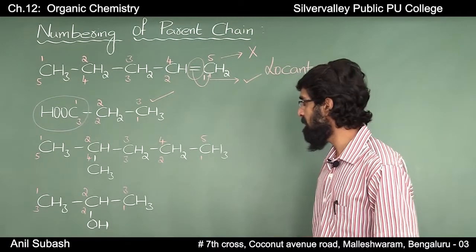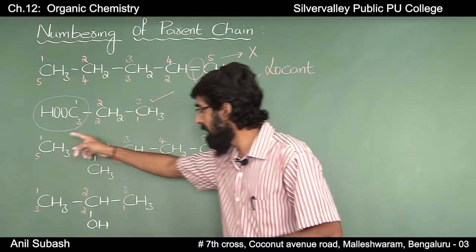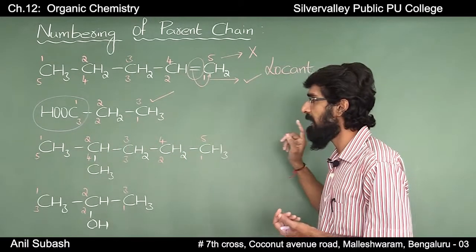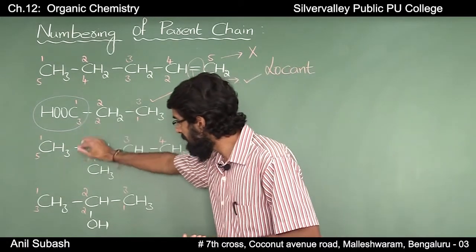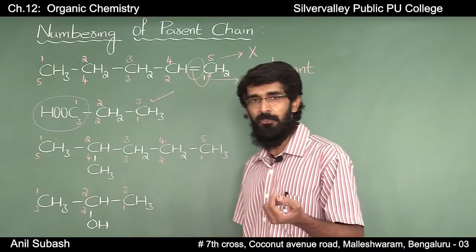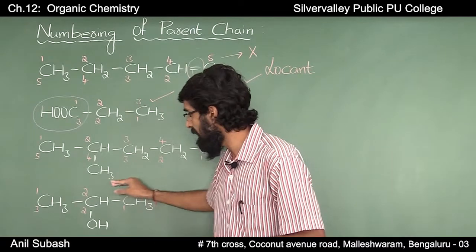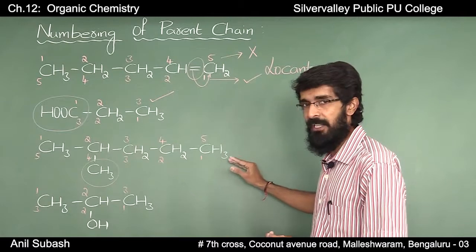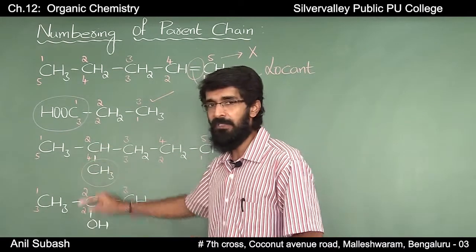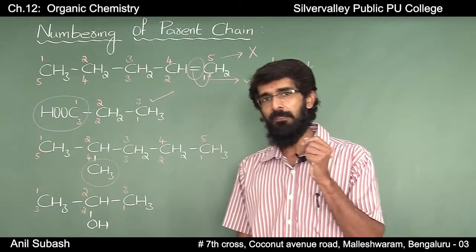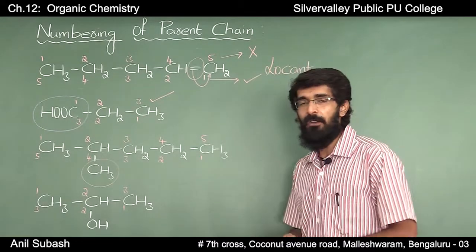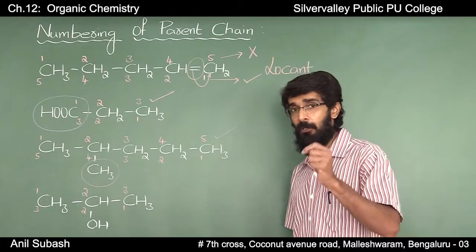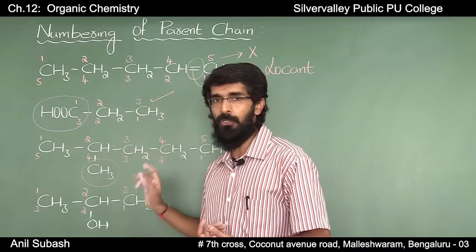Coming to this example, I have numbered from the left hand side and even from the right hand side. If I number it from the left hand side, the second carbon atom carries the functional group. The second carbon atom carries the substituent CH3. If I number it from the right hand side, the substituent will be present on the fourth carbon atom. According to the lowest sum rule, the right way of numbering this organic compound is from the left hand side, and the locant in this case is 2.